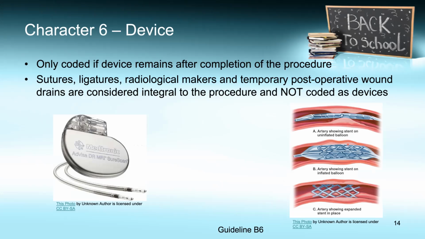Our sixth character is a device. The device is assigned only when the device remains in the patient's body at the conclusion of the procedure. So think of things like stents and pacemakers and cardiac leads and that sort of thing. It could be a biological or a synthetic material that takes the place of all or a portion of a body part, such as a skin graft or a joint prosthesis.